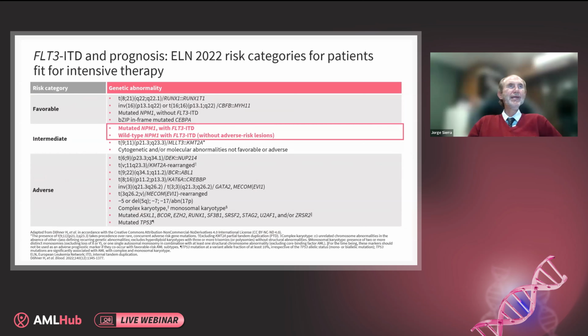Let's move to the categorization of prognosis. And this is the European LeukemiaNet 2022 risk categories, genetic risk categories for patients fit for intensive therapy. And in contrast to previous ELN versions, all patients with FLT3-ITD are in the intermediate risk category. TKD is not considered in this classification.